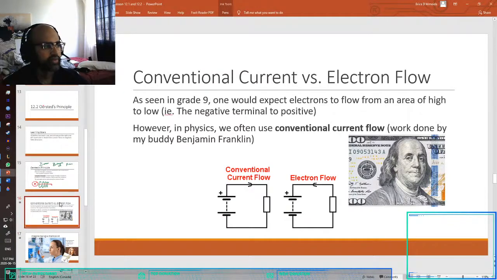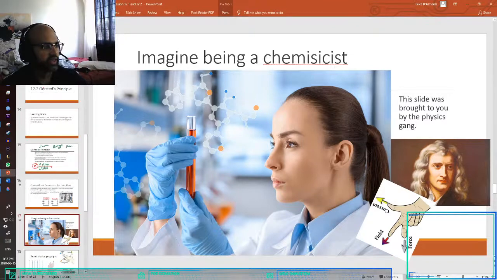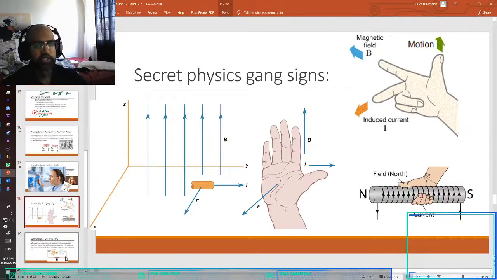All right. So we talked a little bit about this before in grade 9. We talked about conventional flow and electron flow. This is why we kind of stuck to conventional flow, because when physicists were working with conventional flow, they determined all their laws around that. Now, there's another way to go about electron flow as well. We're going to go through both of them.